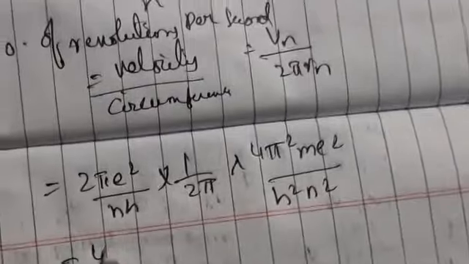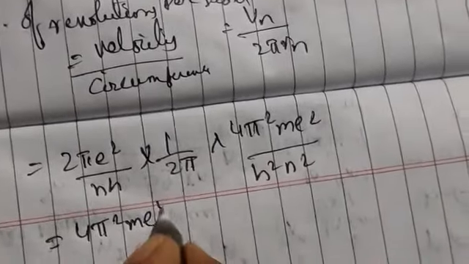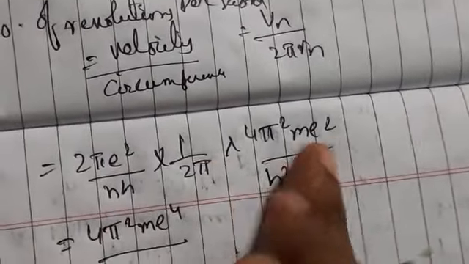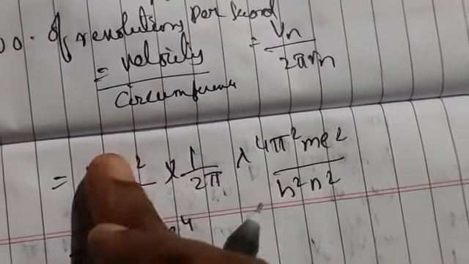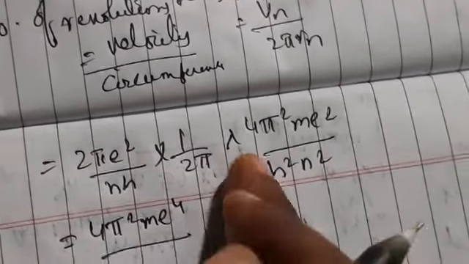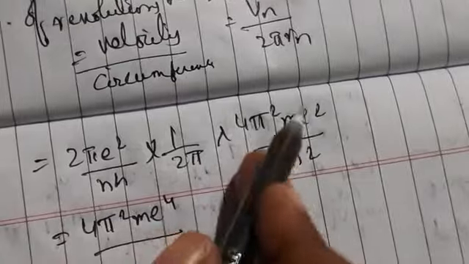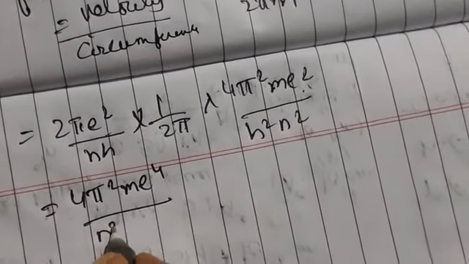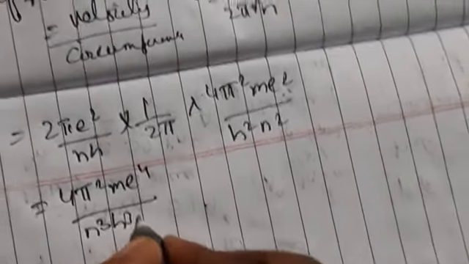Okay, so we are getting here 4 pi square me power 4, so 2 will get cancelled, pi will get cancelled, so 4 pi square me power 4 by n cube h cube. So this is the value we are getting.